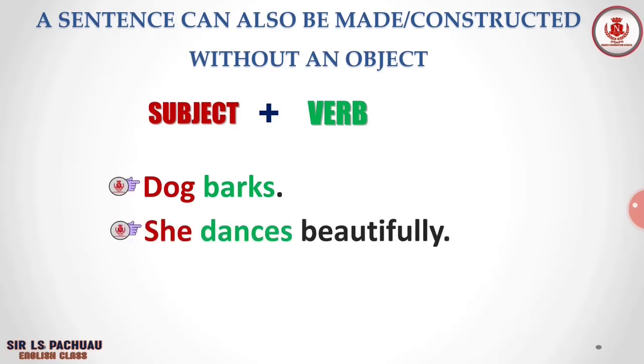Alright, and then, she dances beautifully. She is the subject, and dog here is the subject and it is a noun, but here she is a subject but it is a pronoun. Dance or dances is the verb here because it is an action verb. Dancing is an action verb, but beautifully is not a noun anymore, so beautifully is an adverb. Right, so it cannot be an object here, so we don't have an object. She dances beautifully.